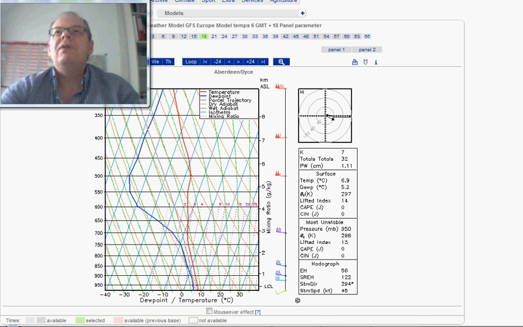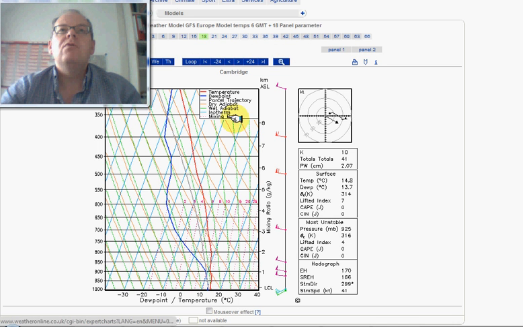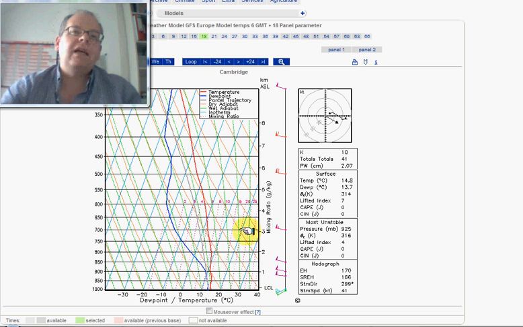Now, if we run a comparison, so if, for example, we then take a look at, let's go for Birmingham. So if we then go for Birmingham, or even Cambridge, let's go for Cambridge. What the hell, let's go for Cambridge. And take a look at the conditions further south across Cambridge.